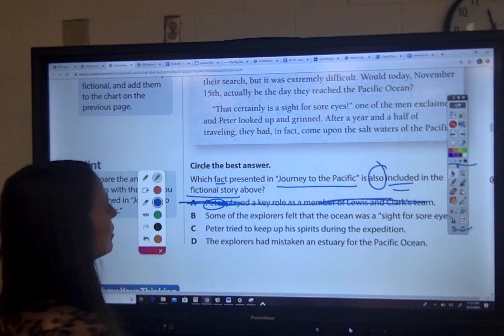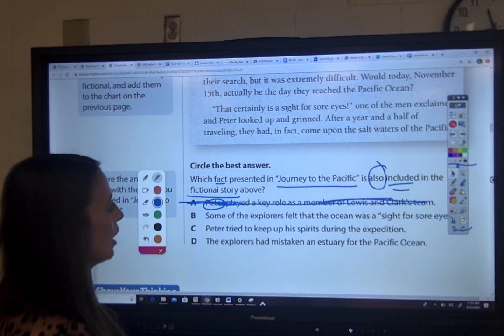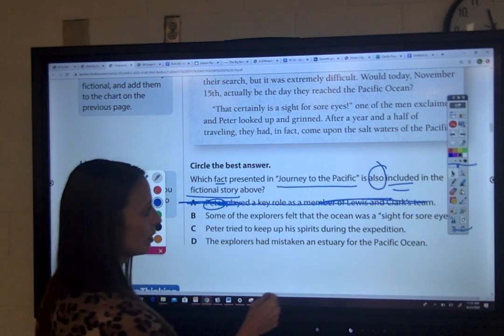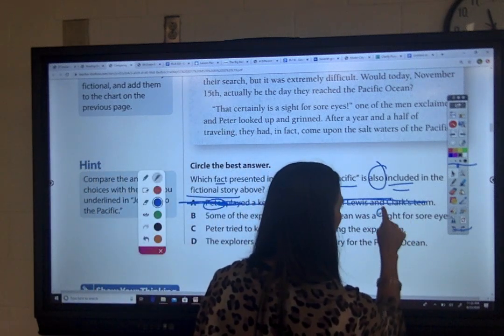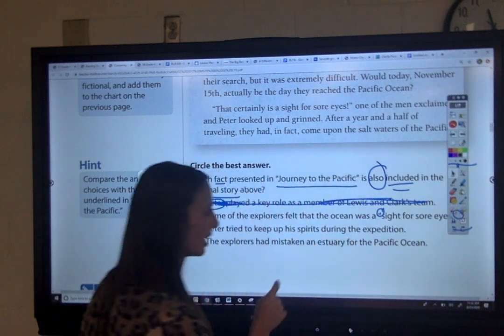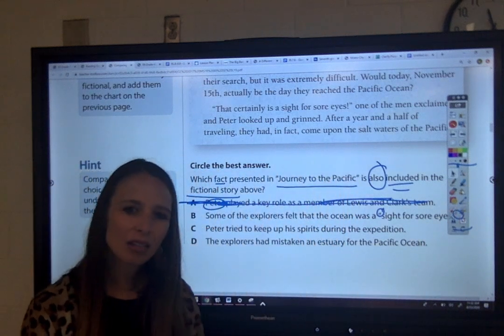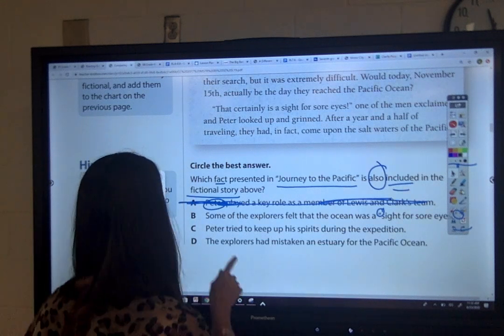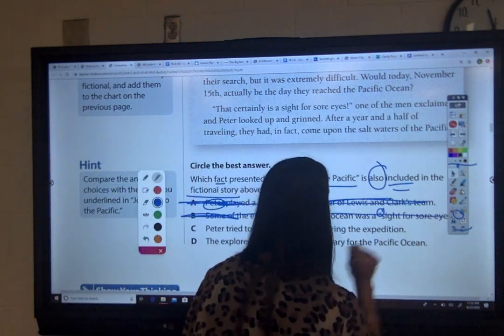Let's look at B. Some of the explorers felt that the ocean was a sight for sore eyes. And if you'll notice, it's cut off here, but that's in quotation marks. That's dialogue. Would there be dialogue in a historical account? No, remember that is in a fictional account. So that's not true. So we know it's not that one.